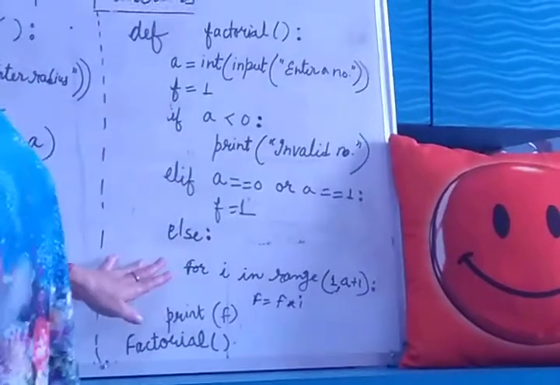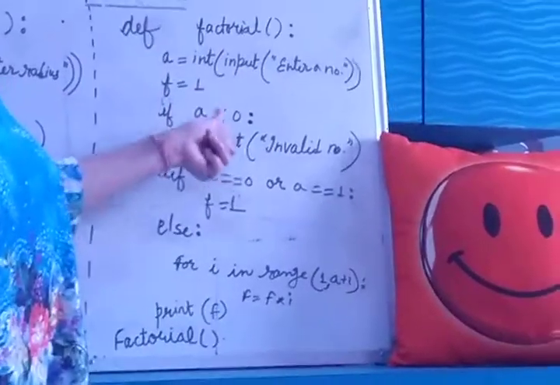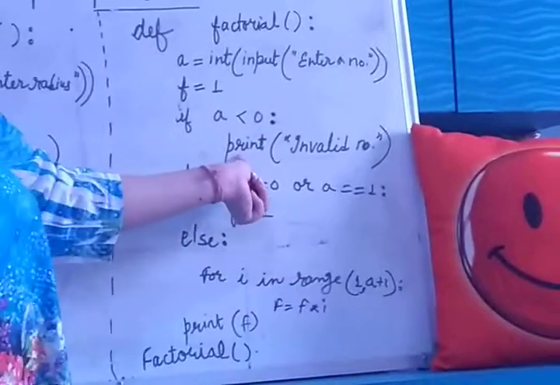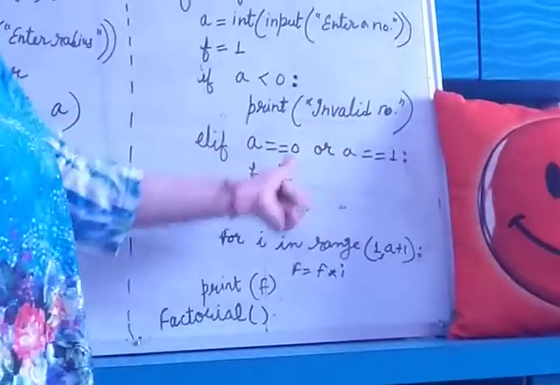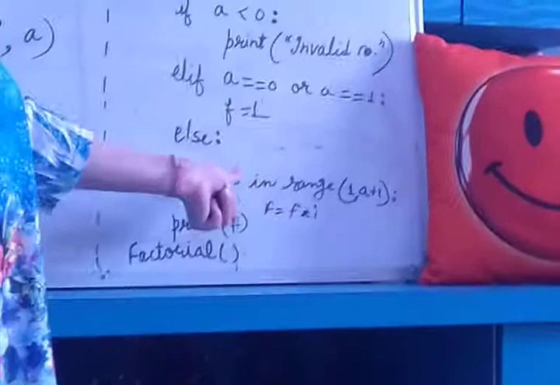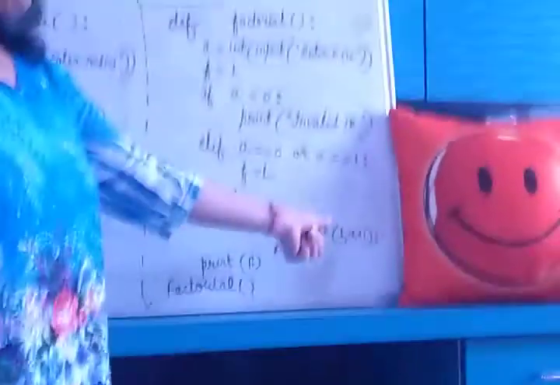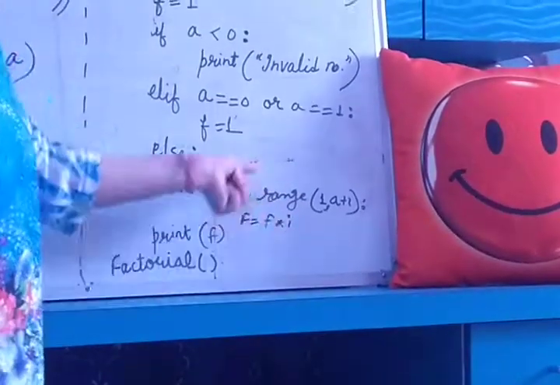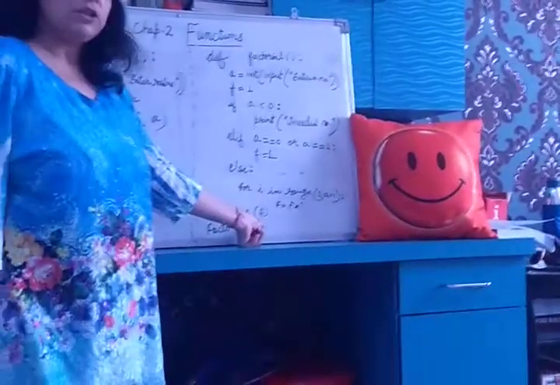Simple, the previous program. Still, I'll tell you again. You will input a number. If the number is less than 0, then it is an invalid number because a negative number has no factorial. If it is 0 or 1, we know very well that their factorial is 1. Else, you will calculate the factorial. I in range 1 to a plus 1, because Python takes 1 less, f equals f into I. This is the loop for calculating the factorial which you will print in the function.